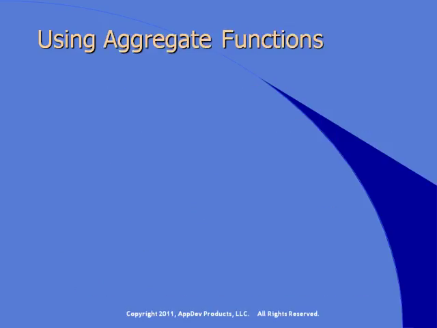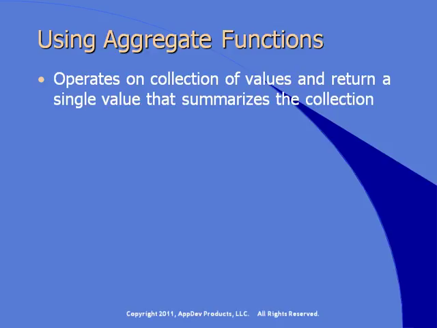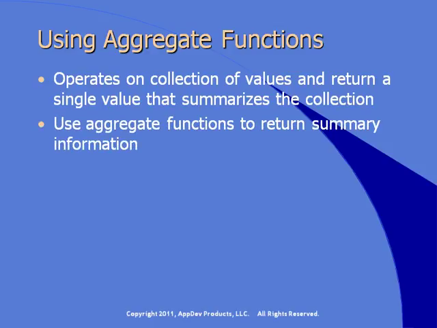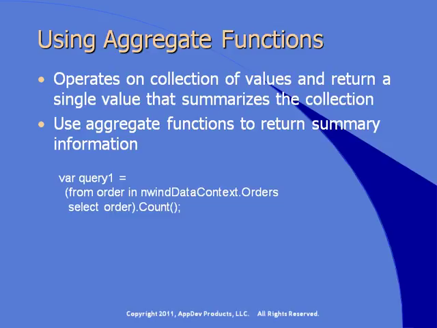We're going to see examples of using aggregate functions, and an aggregate function operates on a collection of values and returns a single value that summarizes that collection. So a typical use of aggregate functions will be to return summary information, so count, min, max, average, etc. So here I just want to know how many orders were placed. So I'll create a query, and I'll go into the orders table, and I'm going to bring back orders, and I'm going to use the Count function to tell me the number of orders that are returned. So let's go see a demo of some additional simple queries and then queries that use scalar functions and aggregate functions.